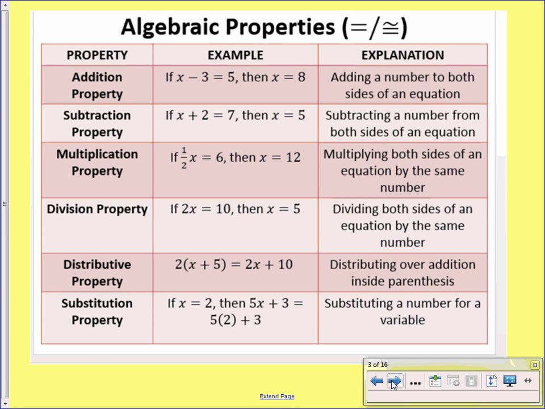Here are the properties you will use to justify each step of the equation. In the next few examples, I will be using these to justify my steps.